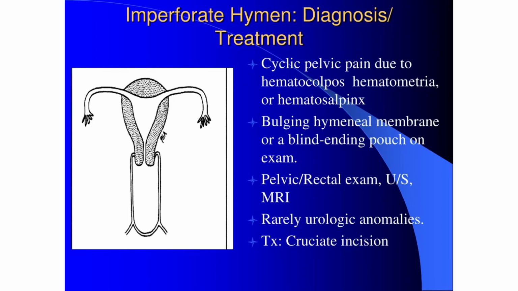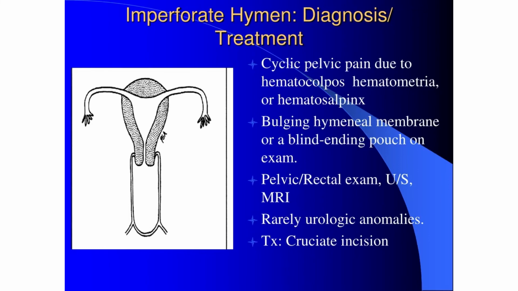And the reason why it's cyclical is because the pain starts to get worse when the menstruation occurs, because at this time the endometrial lining has started to shed, and as the endometrial lining sheds, because the hymen does not have an opening, all that blood starts to accumulate. If it accumulates in the vagina, this is known as hematocolpos, and if it accumulates in the uterus, it's known as hematometra. And if it accumulates in the fallopian tubes, it's known as hematosalpinx.